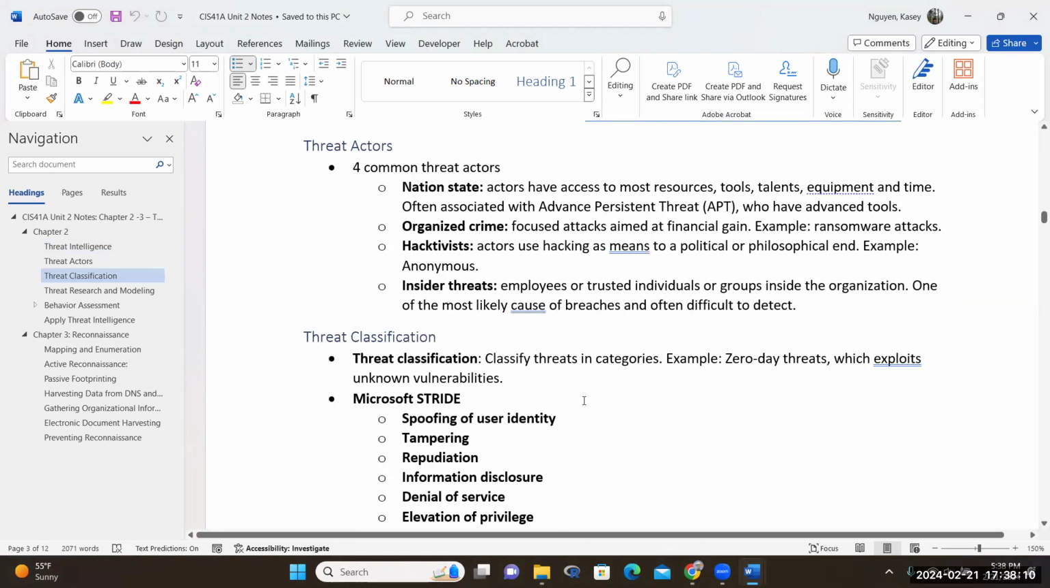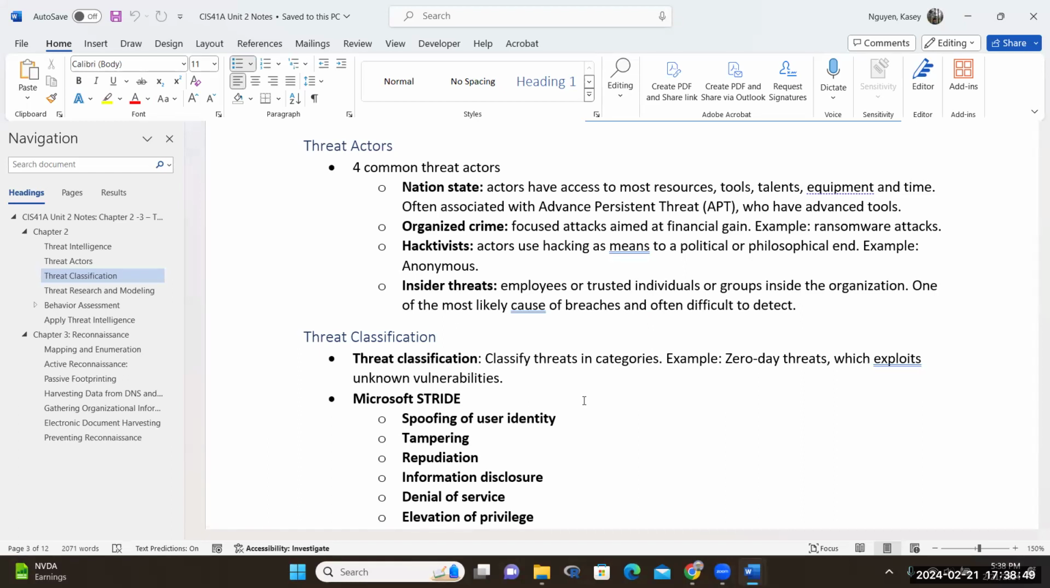So for threat actors, you're going to see this on a lot of security certifications. You've got the nation state. I'm pretty sure most of you are familiar with this. This is usually groups of individuals, right? Or sometimes they are hired. They have tools and talents and equipment to do more advanced types of attacks. And sometimes you see this with APT. And if you Google APT, right, that list keeps on growing.